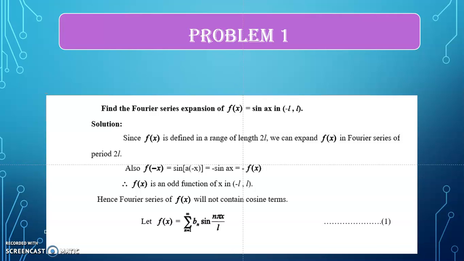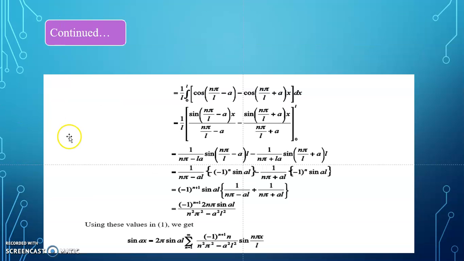Next, we are going to calculate the b n value. So b n is equal to 2 by L integral 0 to L of f of x, which is given as sin ax, times sin n pi x by L dx.